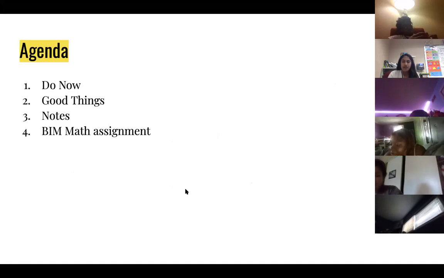All right, let's go on and get started. Today, actually, before we get started on the new stuff, are there any questions about the properties of exponents worksheet from Friday that I can go over?